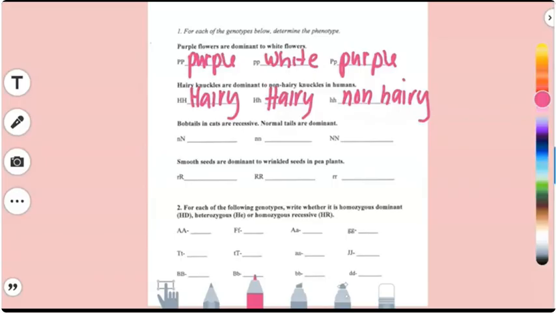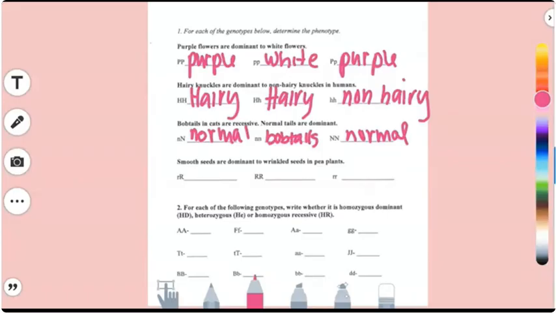Okay. All right, bobtails in cats are recessive, normal tails are dominant. So since normal tails are dominant, that's going to be the capital N. So any with a capital N are going to have normal tails. Now notice that they did it backwards on this one. They talked about what was recessive first, and that's basically just to see if you were paying attention. Usually we talk about dominant first, but that's not always the case. So you got to be sure that you pay attention. And then lowercase n is going to be the bobtail, because there are 2 recessive alleles there.